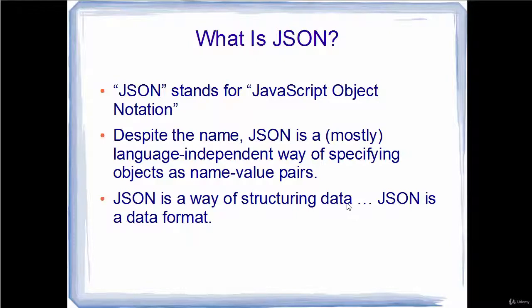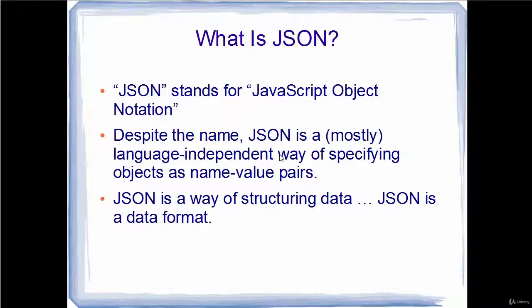Now the name JSON stands for JavaScript Object Notation. But despite the name which contains JavaScript, JSON is mostly language independent and it is specified in terms of objects as name value pairs. Now that's okay, but what really is JSON, you may ask, right?